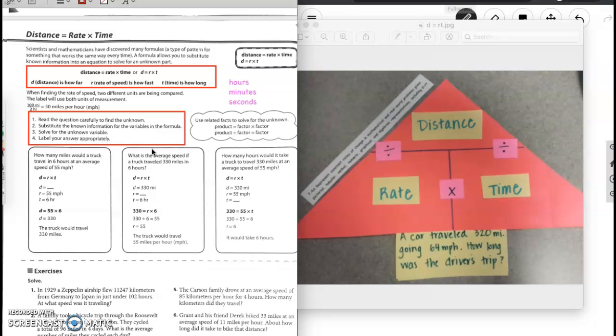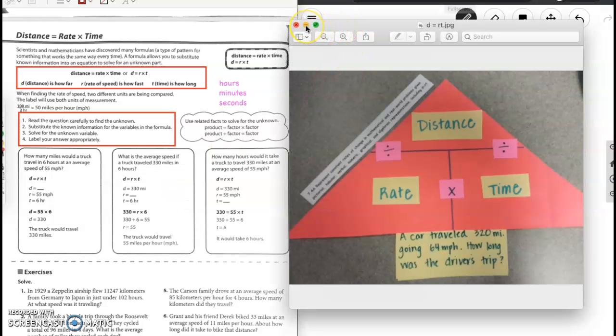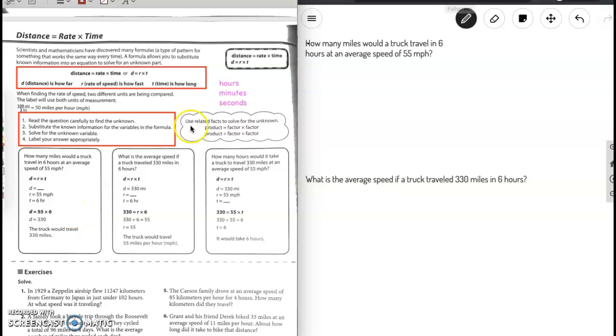Okay, but this is so many steps and it sounds kind of confusing. You know what we should do? We should just solve it. That is how we learn, right? Okay, let's try this example. How many miles would a truck travel in 6 hours at an average speed of 55 miles per hour?